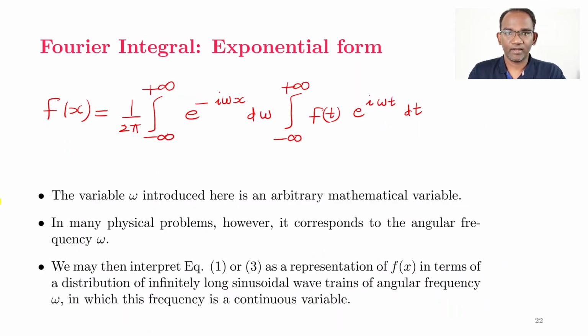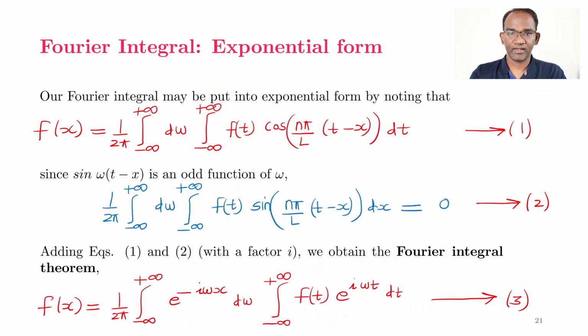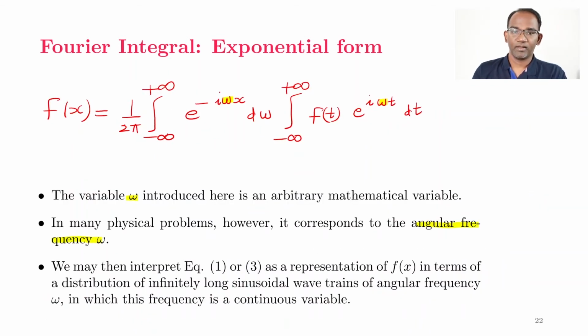So this is a Fourier integral in the exponential form, and we note that there is a term omega in the expression. The variable omega introduced here is an arbitrary mathematical variable, but in many physical problems it corresponds to the angular frequency omega. We may interpret equation number 1 or 3. Equation number 1 consists of the cosine term, and equation number 3 has the exponential form. So 1 and 3 are a representation of f(x) in terms of a distribution of infinitely long sinusoidal wave trains of angular frequency omega, in which the frequency is a continuous variable.